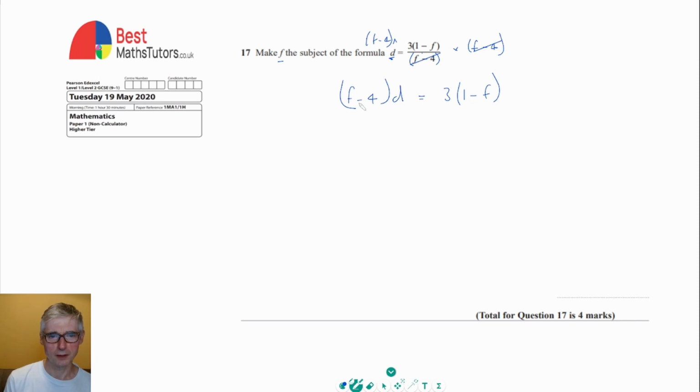So what I'm going to do now is multiply out this bracket. I'm going to times everything inside the bracket by the d. So I've got f times d, and then minus 4d. I'm also going to multiply out this other bracket. So 3 times 1 is 3, 3 times minus f is minus 3f.